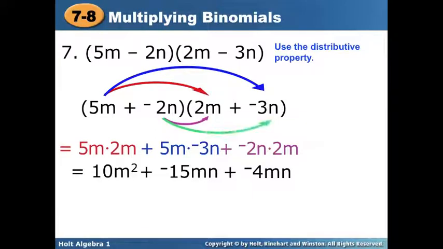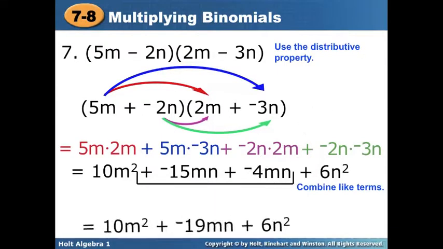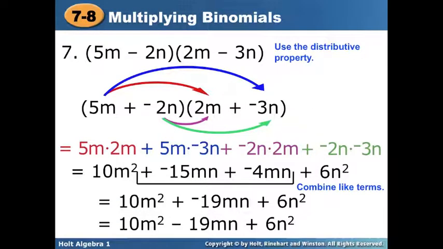Finally, negative 2n times negative 3n, a negative times negative is a positive 6n squared. Did you remember to put an exponent of squared on your variable n? Finally, combine the like terms to find our final answer. We have 10m squared plus a negative 19mn plus 6n squared. Again, this is the correct standard form. M squared would go first, then an m to the first, and then all other variables follow after. So we have the n squared.